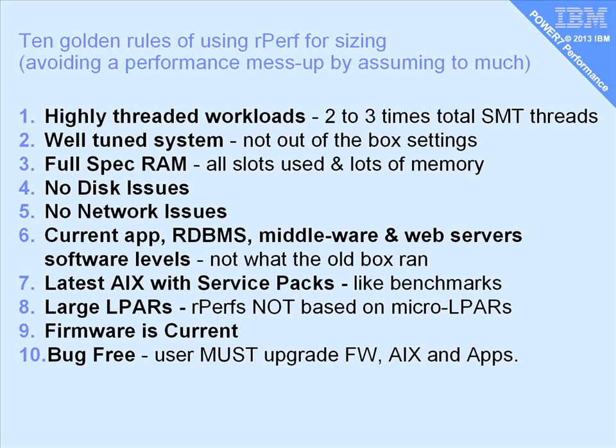Also, when we do an rPerf rating for a particular machine, we use the current applications, the current database, middleware, web servers that are available at that time. If we're taking it from a box that's 5 years old, it's going to have old versions of these things, and so they will not be optimized over those 5 years, and we're not going to get the benefits.